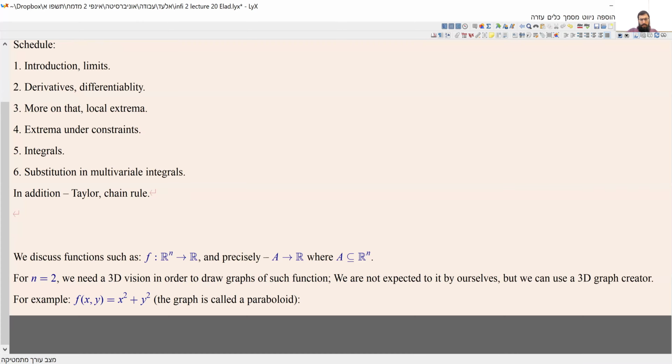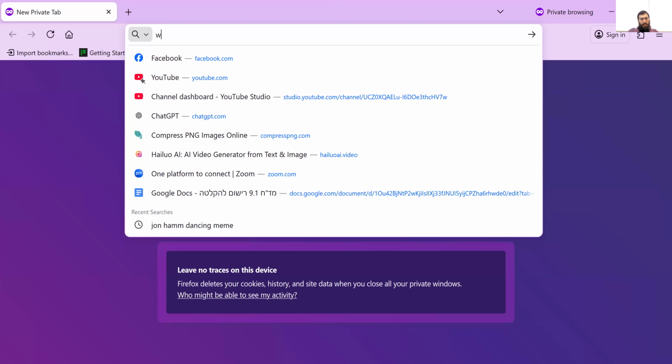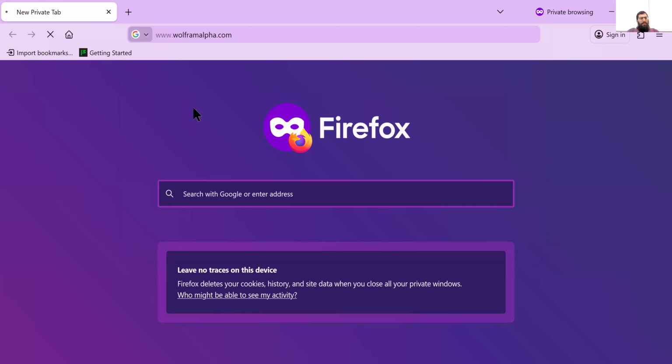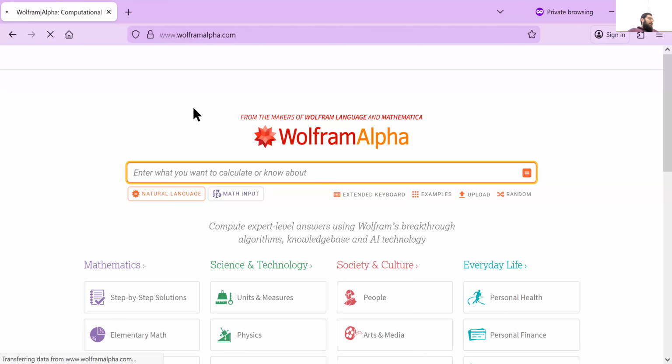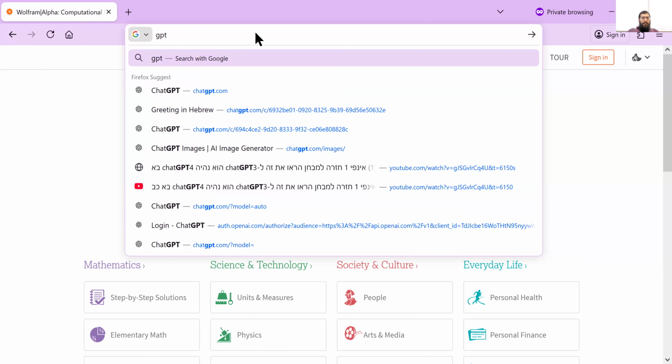And let's do it together. I'll share my screen with you, the browser as well. We can use Wolfram for such simple tasks, but today with ChatGPT and whatever, let's use ChatGPT. Let's see how it does.